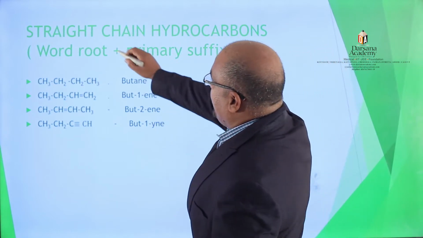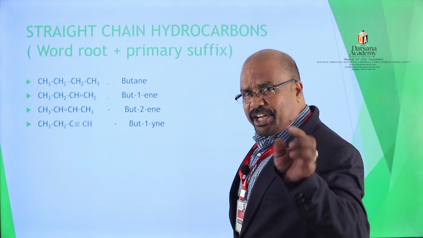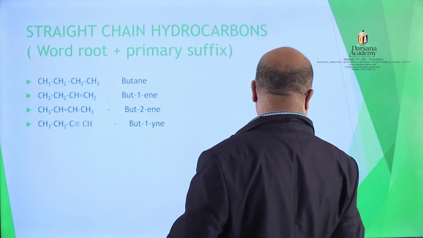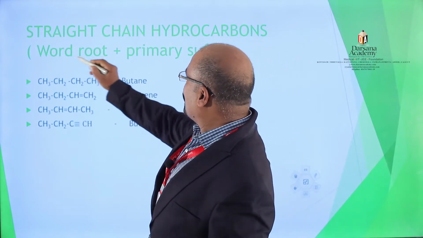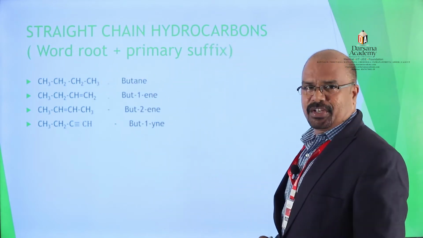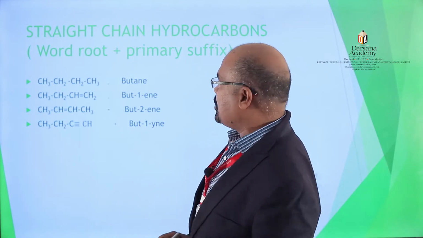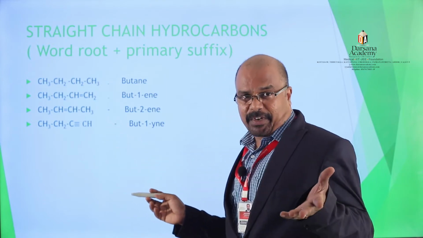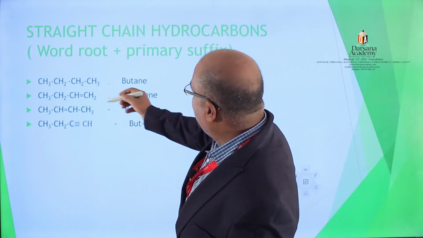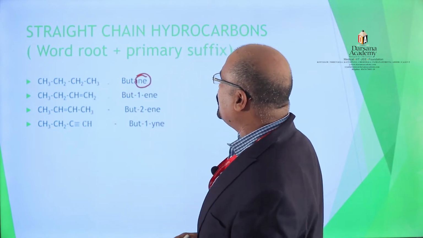So for naming a straight chain hydrocarbon, we have to know two parts. One is word root and the other is primary suffix. For example, the word root, you know that it indicates the number of carbon atoms present. So here is 1, 2, 3, 4 carbon atoms present. So the root word is but. This is saturated, so this one is the primary suffix. So the name of the compound is butane.